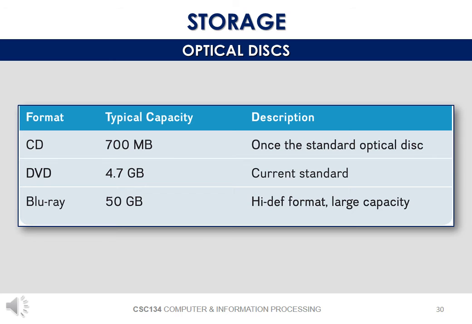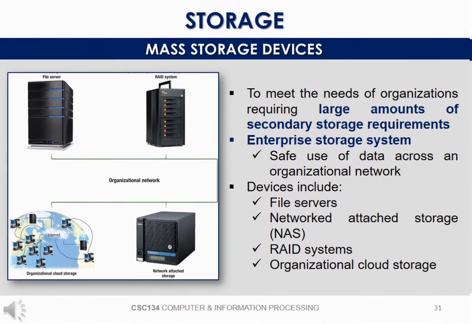The format of optical disc. First, we have CD. The typical capacity is 700 megabytes. Once the standard optical disc. Second is DVD. The typical capacity is 4.7 gigabytes. It's a current standard optical disc. And last one is Blu-ray. The typical capacity is 50 gigabytes, and it has high-def formats and large capacity.